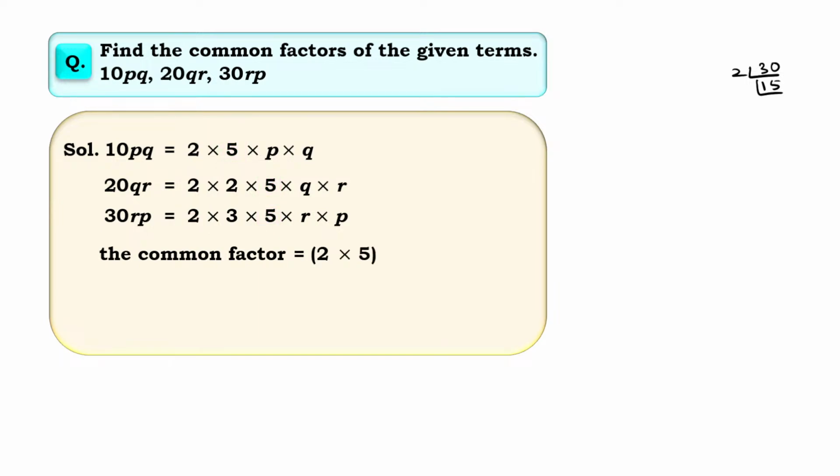that's it, because p is there in the first and third term, but it is not there in the second term. Q is there in the first and second, but not there in the third one. So you need to have that in every term. So the common factor here is 10.